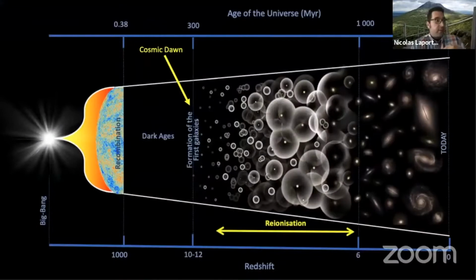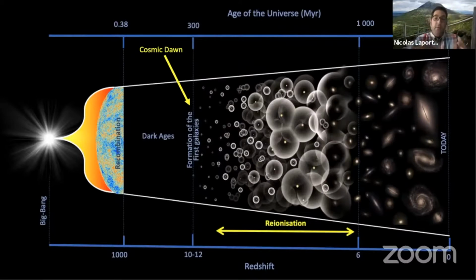So here I'm showing you pictures. We are all familiar with these pictures, summarizing the history of our universe. And I'm mostly interested in this period, which happened 300 million years after the Big Bang. That's the formation of the first galaxies. Typically, that's cosmic dawn. So that's just before the epoch of reionization.